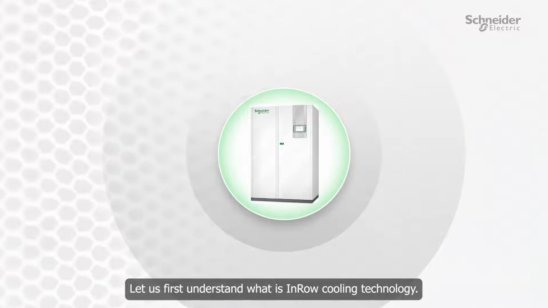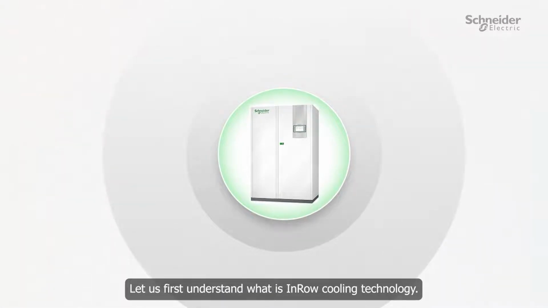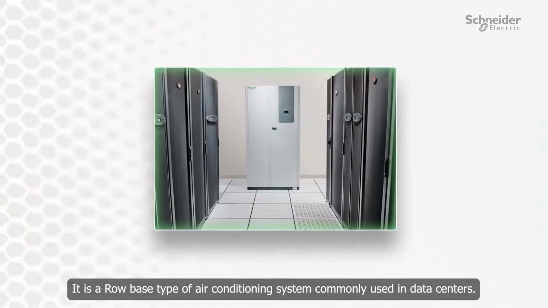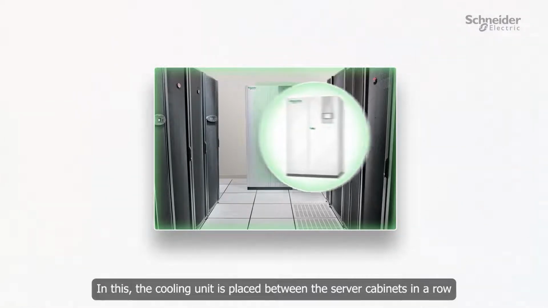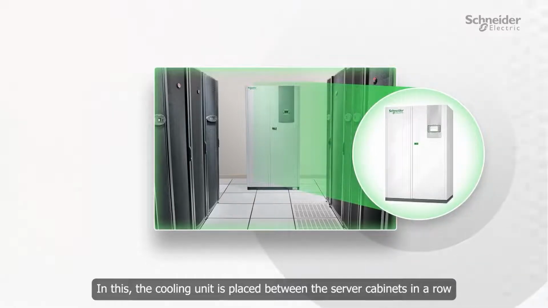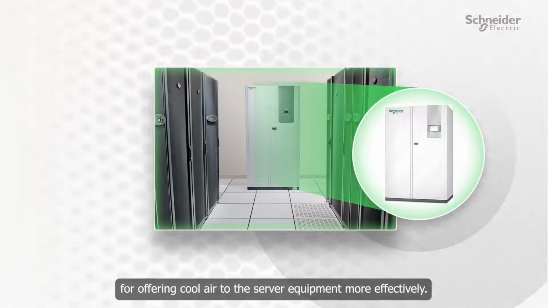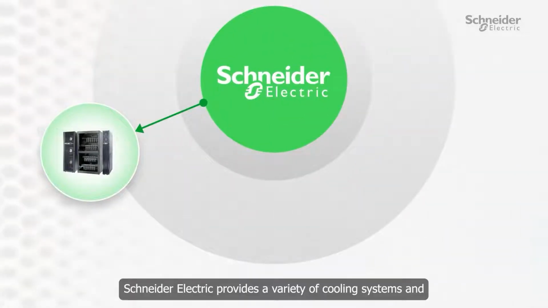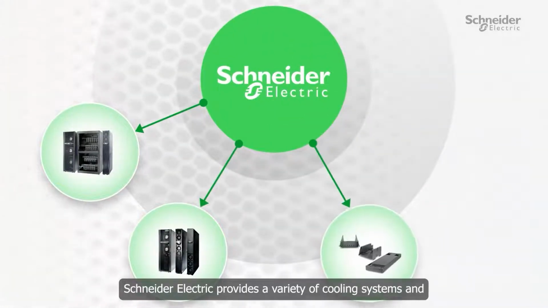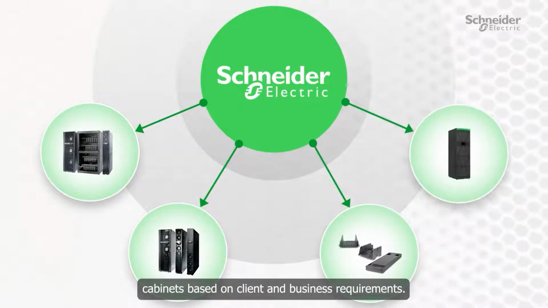Let us first understand what is InRow cooling technology. It is a row-based type of air conditioning system commonly used in data centers. In this, the cooling unit is placed between the server cabinets in a row for offering cool air to the server equipment more effectively. Schneider Electric provides a variety of cooling systems and cabinets based on client and business requirements.